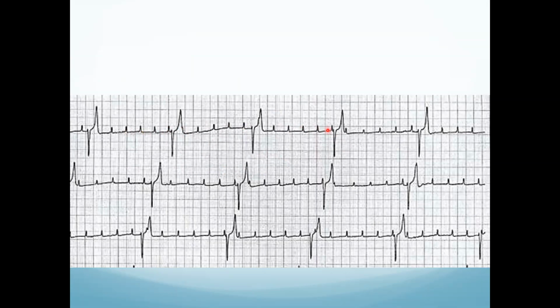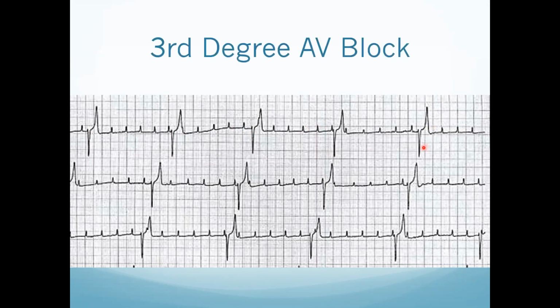Essentially, you've got two independent rhythms crossing across each other. You've got the rhythm of the atria that's fixed and just marching its way through. There's one P wave hidden right there. Okay, just marching its way through. And then you've got the rhythm of the ventricles doing their own thing. You've got a constant ventricular escape rate, which is going to be very characteristic of third degree AV block.